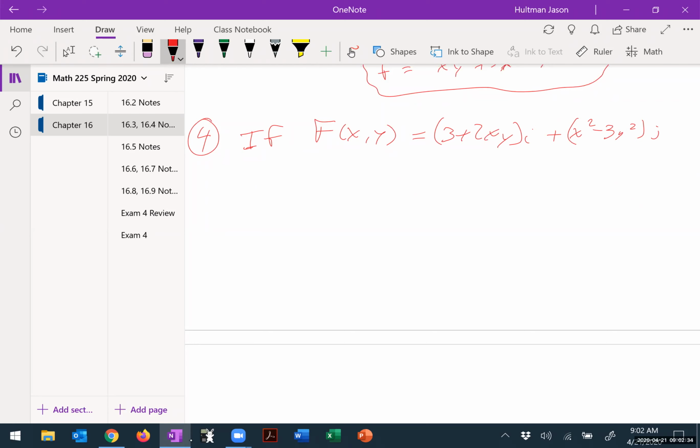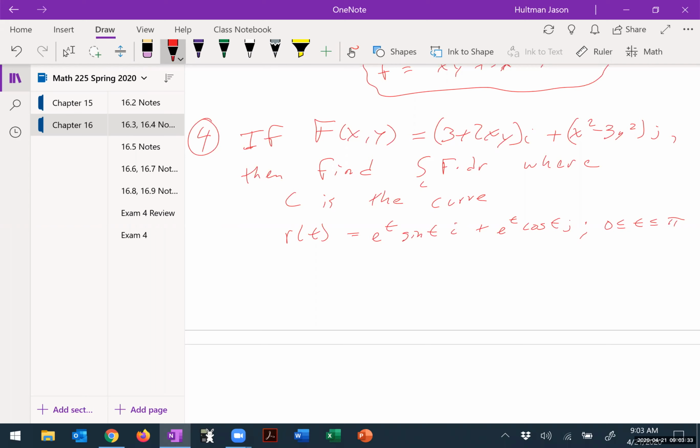Okay, if f is equal to this, then find the line integral f dot dr, where c is the curve r of t equals e to the t sine t i plus e to the t cosine t j, where t goes from 0 to pi.